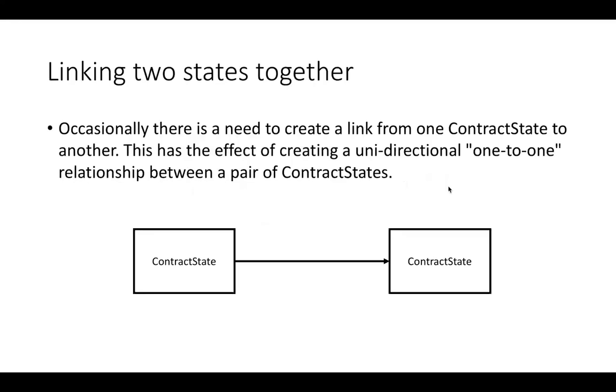But in a nutshell, what do state pointers do? Well, sometimes there's a need to reference one contract state from another, and as it says on the slide, this has got the effect of creating a unidirectional one-to-one relationship between a pair of contract states. So that's pretty much what it does. Inside your contract state class, you have a property that is of type, say, state ref or linear ID, and that creates a link to another contract state. So it's very, very simple stuff.